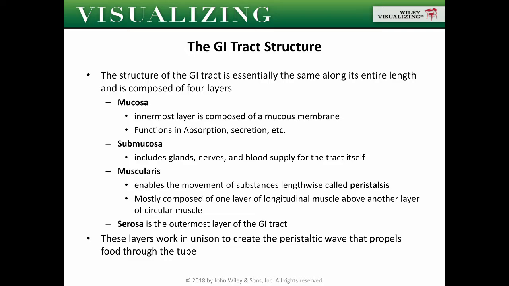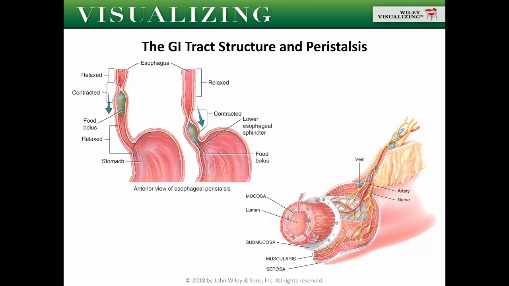And then serosa is the outermost layer of your GI tract. These layers work in unison to create the peristaltic wave that propels the food through the tube. The wave-like movement of the smooth muscles that propels the food through the GI tract, we call peristalsis. So how does peristalsis work? It's like if you have tried making sausages, or basically longanisa, how you push the meat down the skin. It's somewhat like that.